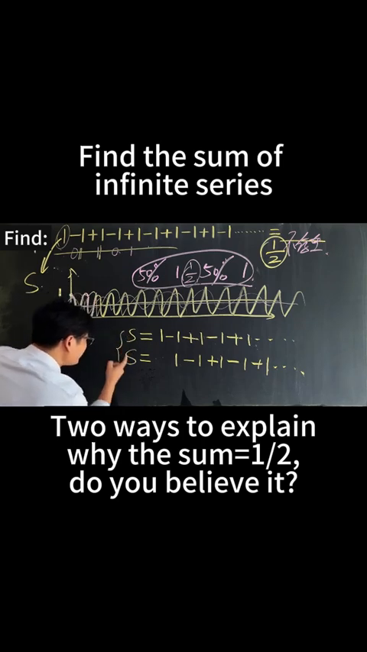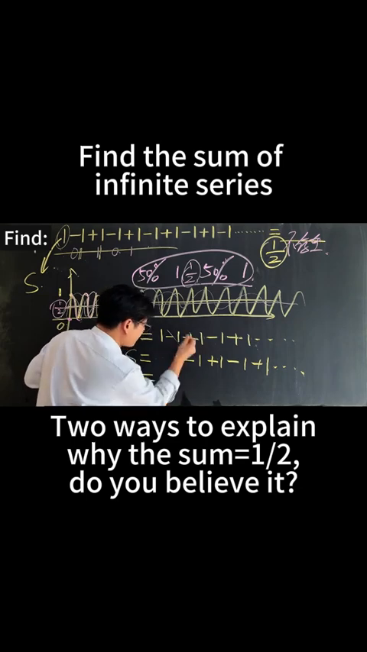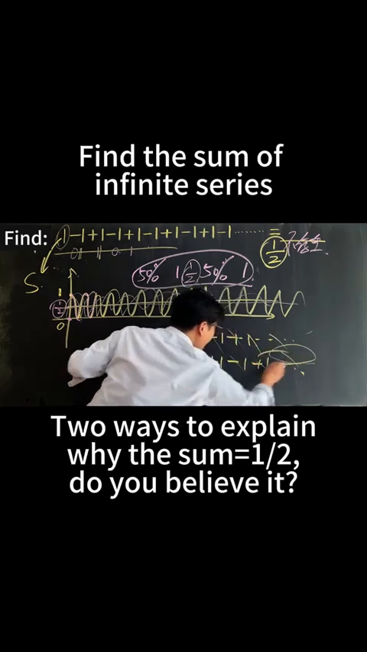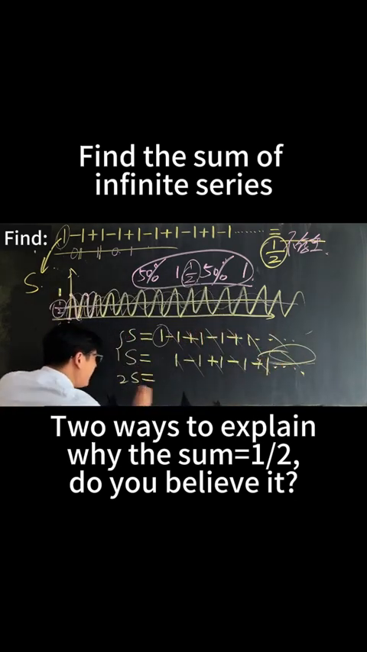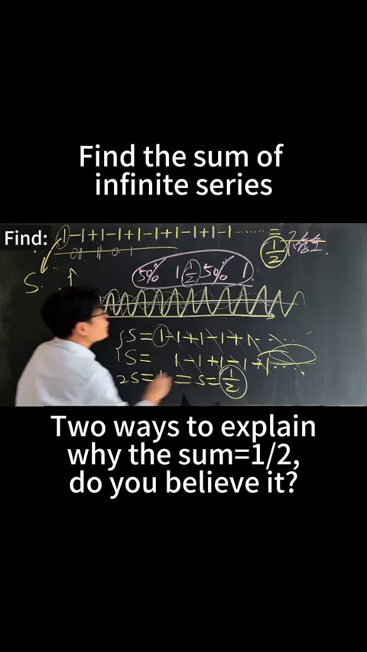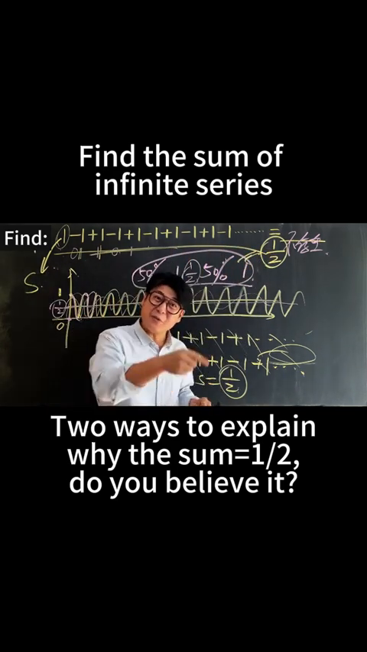So what happens if we add them together to get 2S? What does 2S equal, everyone? The -1 and 1 cancel each other out, then another -1 cancels out, and so on, all the way through. It goes on forever, and everything cancels out, leaving just a 1. So 2S equals 1, which means S equals 1/2. So this should actually have a fixed value. It should be 1/2. I've solved this problem. Do you believe it or not?